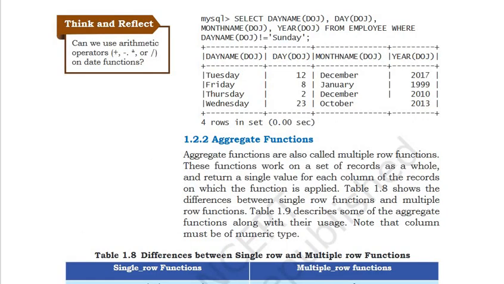See the query here. Select day name, DOJ, day, month name, year from employee where day name of DOJ is not equal to Sunday. So DOJ is date of joining.